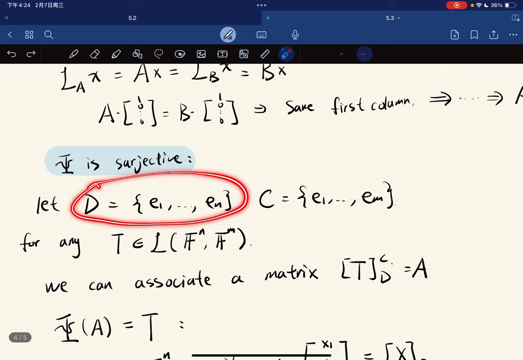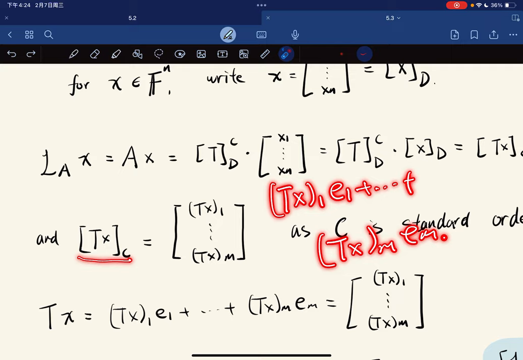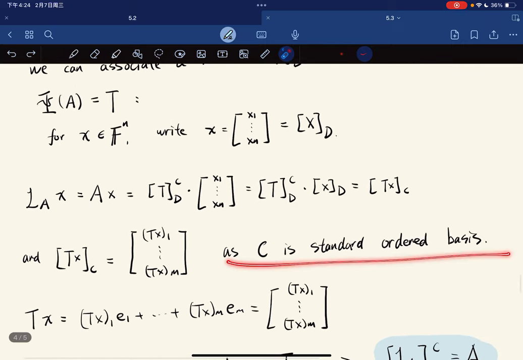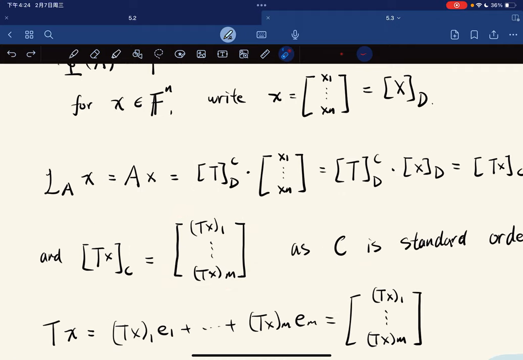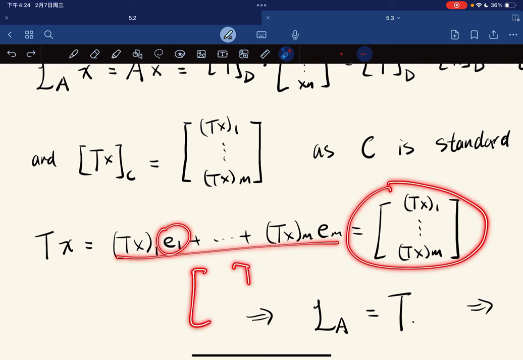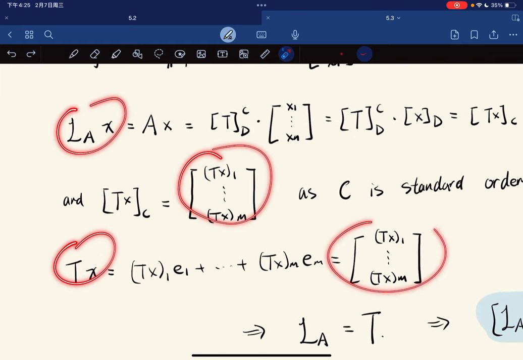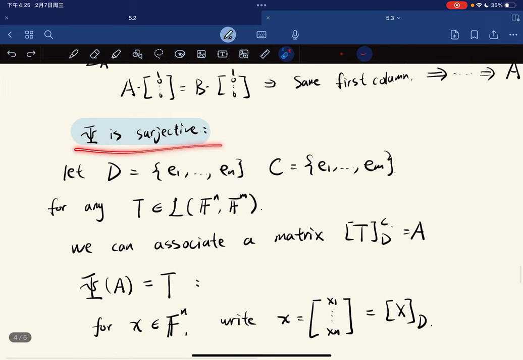But focus on this. D is a standard ordered basis, so is C. So its coordinate on C means that Tx is equal to Tx1 e1 through Txm em. C is a standard ordered basis, so we're good. For Tx, Tx is equal to T1x e1 plus through Txm em. We already know this. But this is equal to this, because each ei is a column matrix, so it gives you back the column matrix. So LAx gives you this, Tx also gives you this, which means that LA is equal to T. So it is surjective.